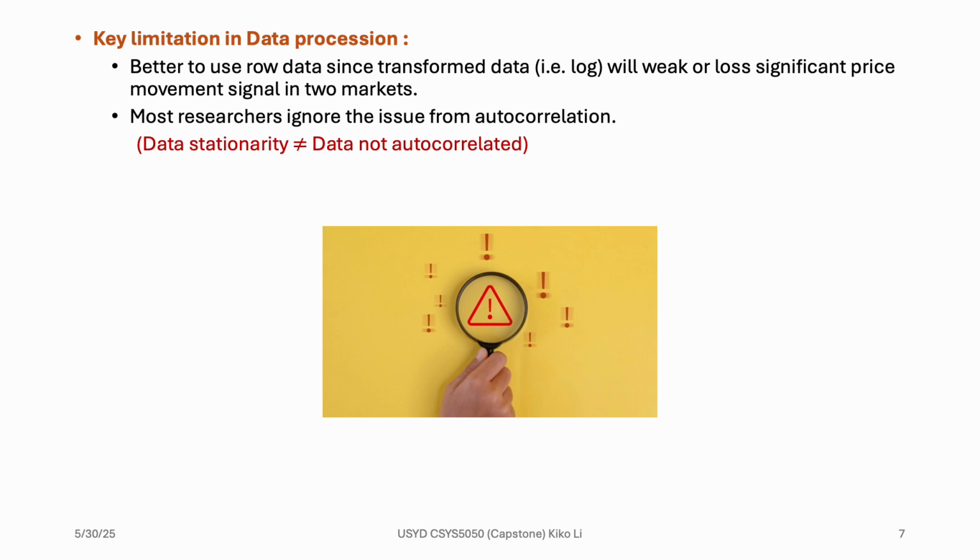First, it is better to use raw data than transformed data like log return. Log difference will weaken or lose significant price movement signal in the two markets. Secondly, we could find the big issue: most researchers ignore the problem of data autocorrelation. They only care about data stationarity.